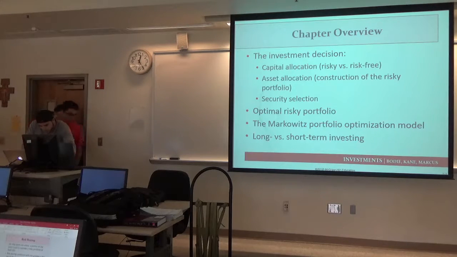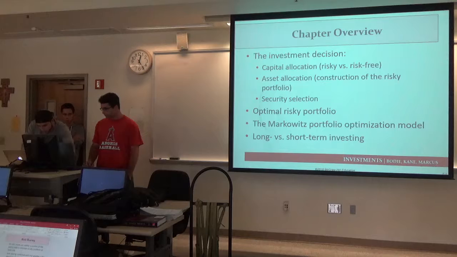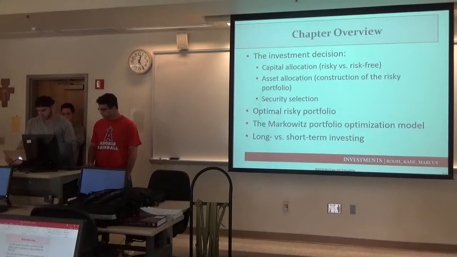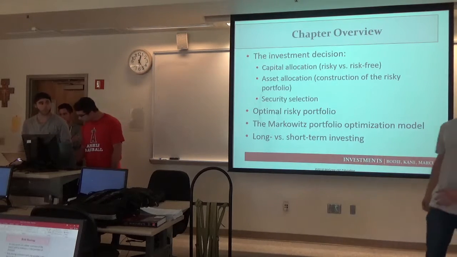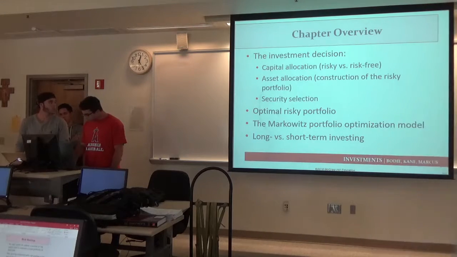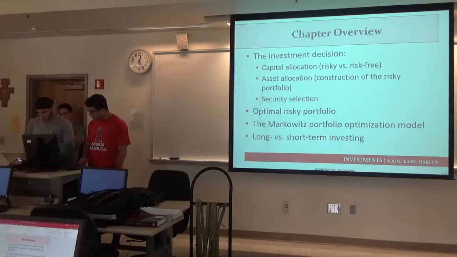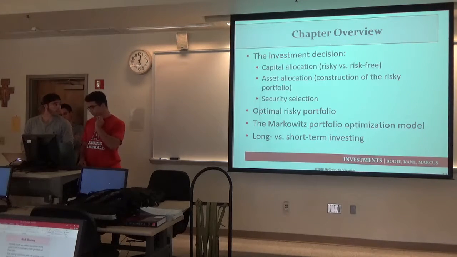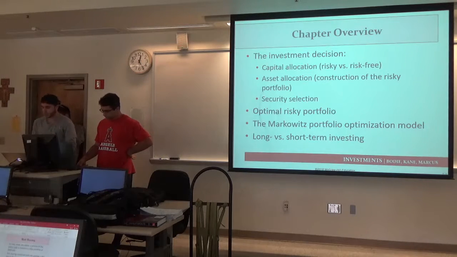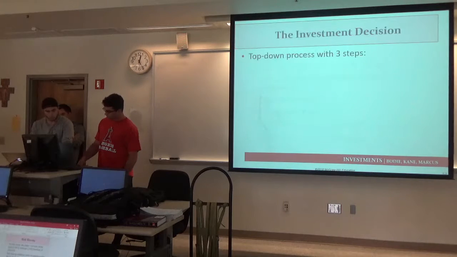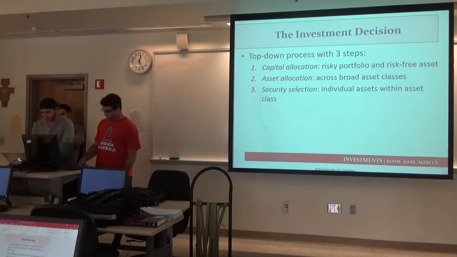Security selection, so this would be after the asset allocation strategy has been developed. Your securities are going to be selected to construct the portfolio and populate the allocation targets according to the strategy you're going to use. We'll be talking about the optimal risky portfolio, and then the Markowitz portfolio. He introduced this idea in 1952, and this model shows that it's possible for different portfolios to have different levels of risk and return. So there's the top-down process: you have capital allocation, asset allocation, and security selection.